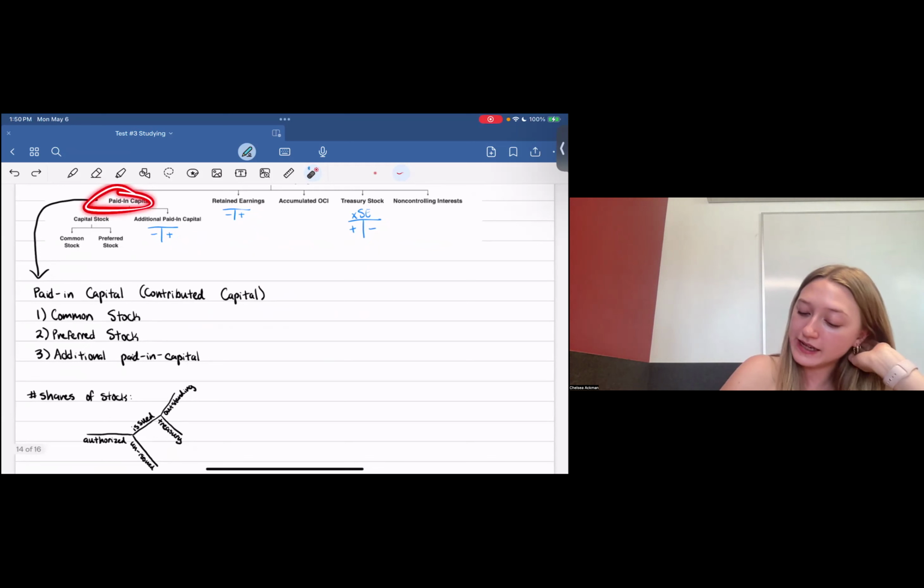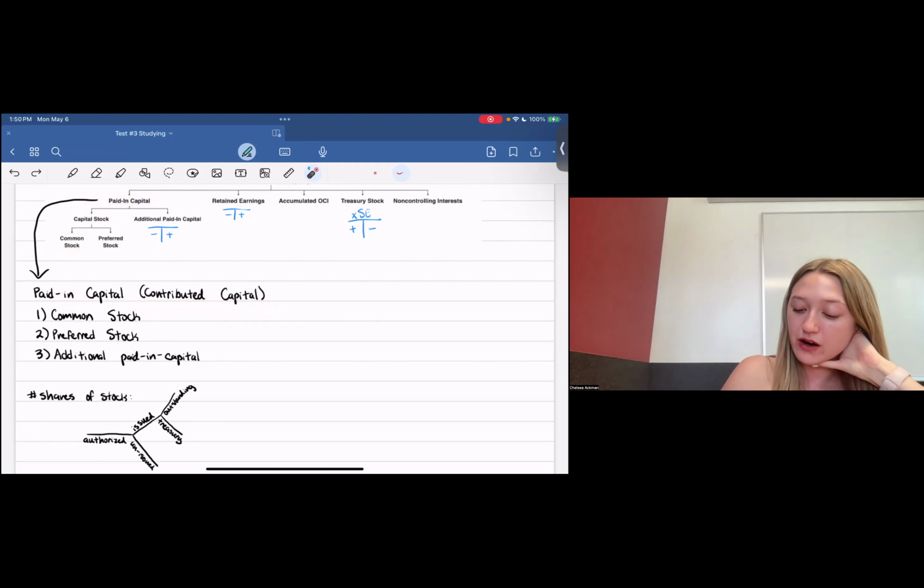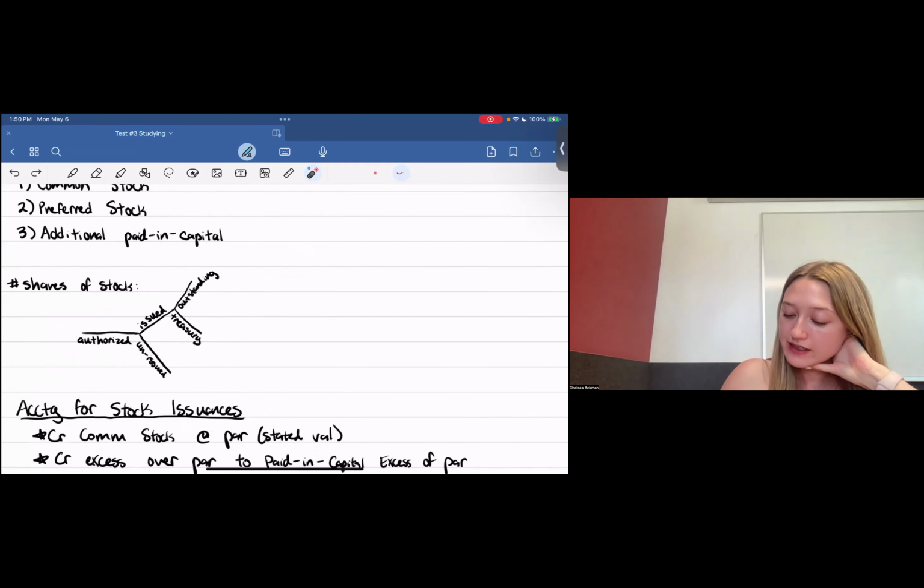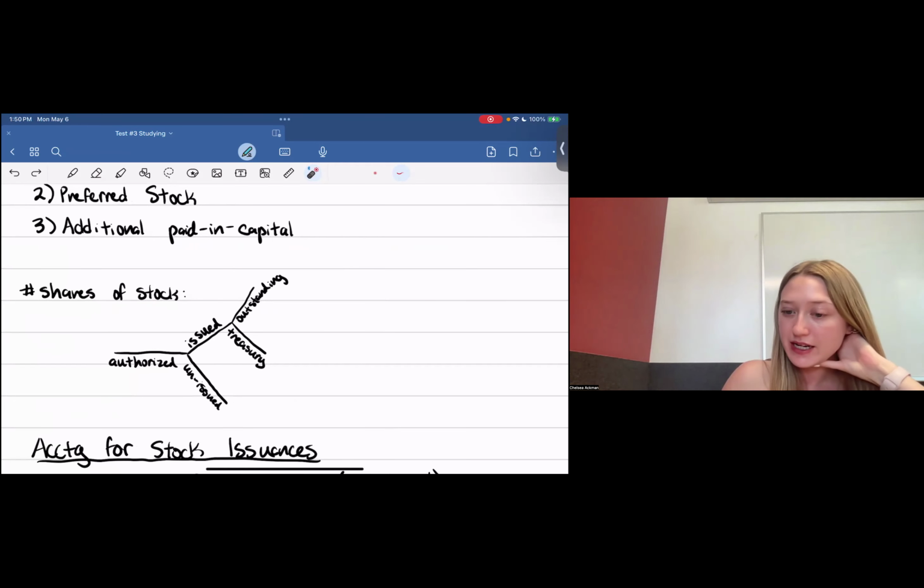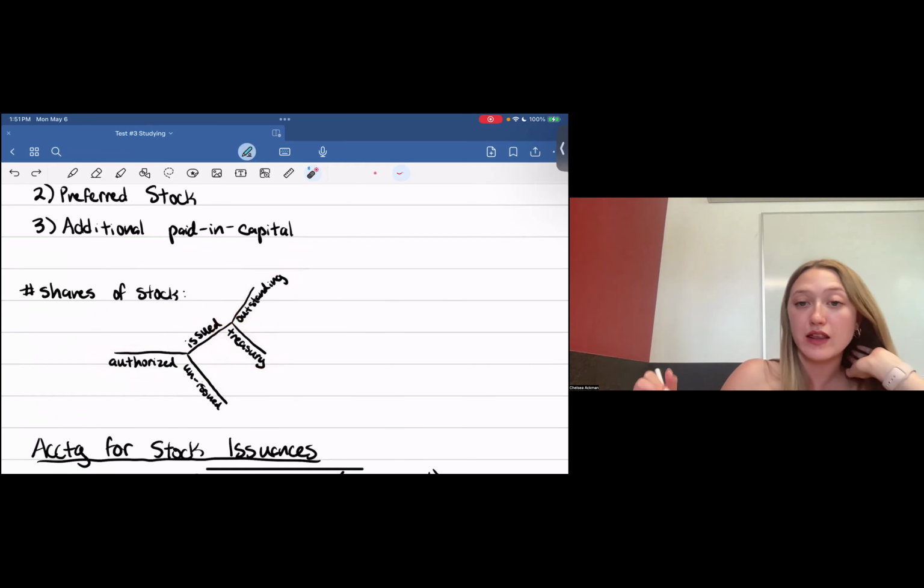So breaking down paid-in capital a little bit more, also known as contributed capital, we have the 3 sections: common stock, preferred stock, and additional paid-in capital. The number of shares of stock, we have this little tree map that we made that helps me understand a little bit better. So the authorized is the total number of shares that you can have, and then there's stocks that are either issued or they are unissued. Of the issued shares, you can have either outstanding shares or treasury shares that the company has reacquired.